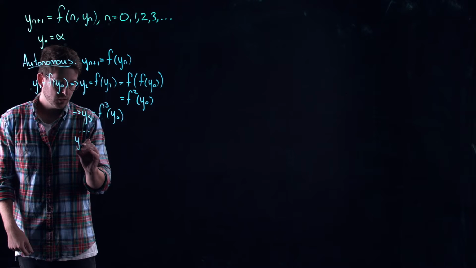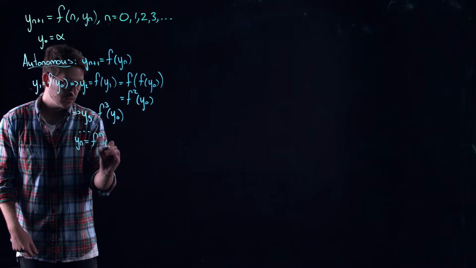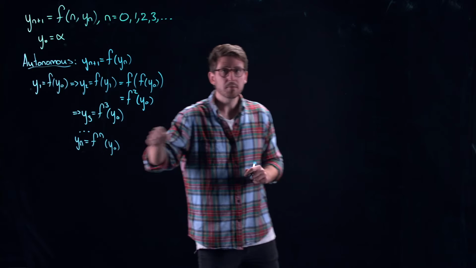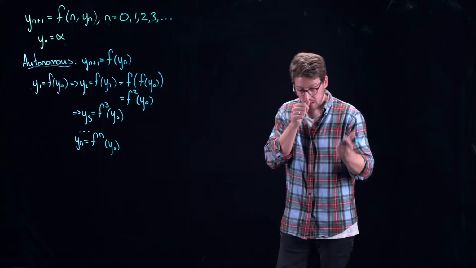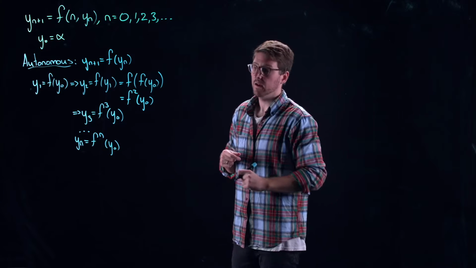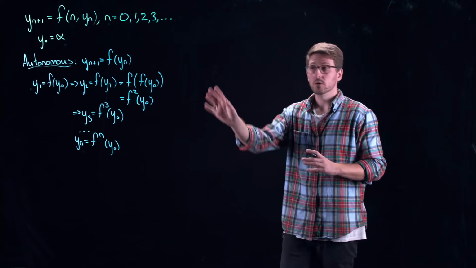And in general, the nth iterate in y is a composition of f with itself n times evaluated at the initial condition. So I really want you to be careful with that, because a lot of people make this mistake on their first go through with these things.